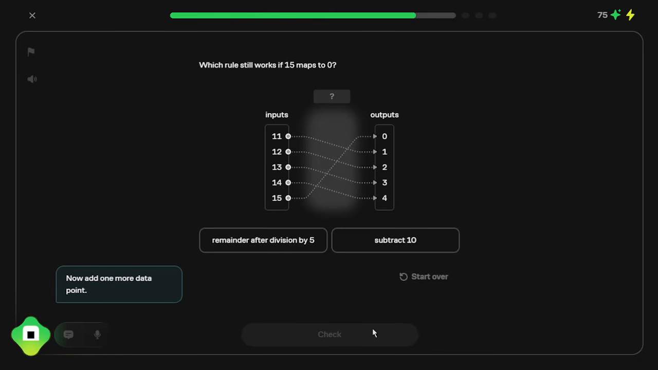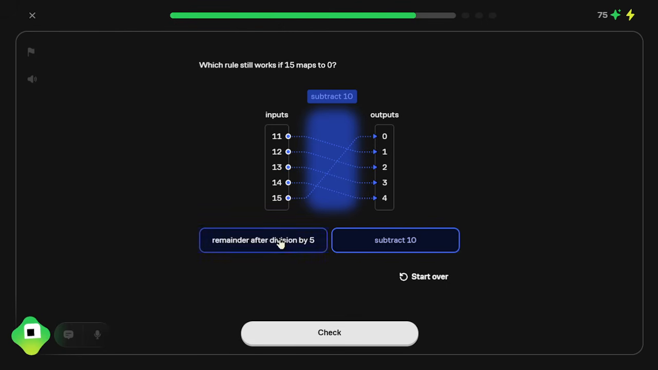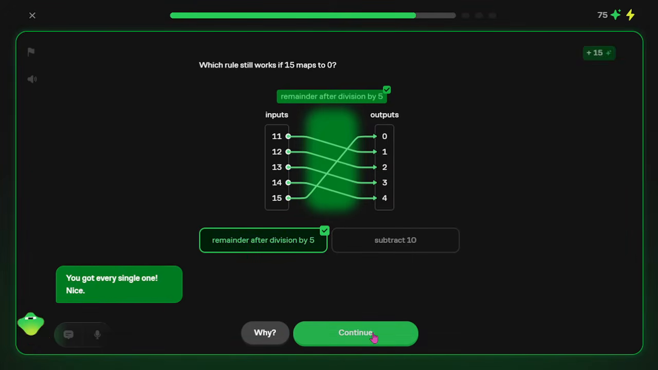Now add one more data point. Which rule still works if 15 maps to 0? Subtract 10? Oh no. Remainder after division by 5. You got every single one. Nice.